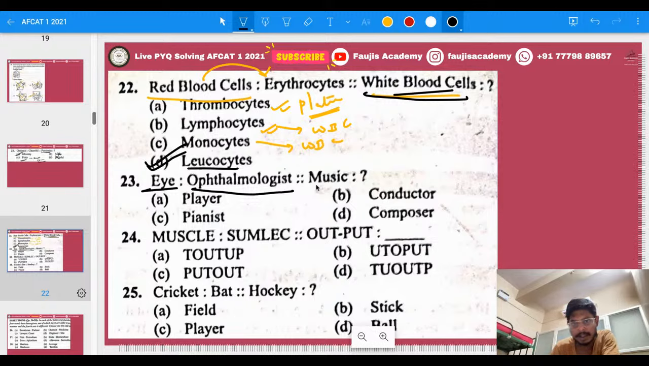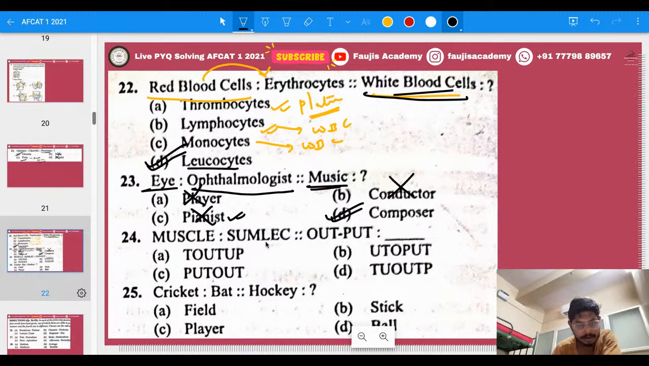Ophthalmologist. Okay. Music is to what? Conductor? No. Player? No. Pianist? Maybe, it does sound very close to it, but it's not. Okay. Composer is the person who composes music, who creates music. Right. That is called composer.